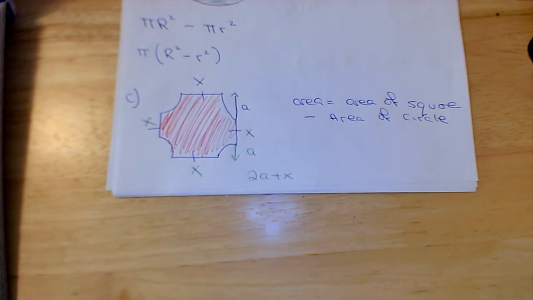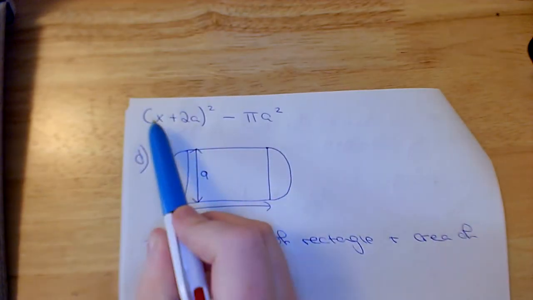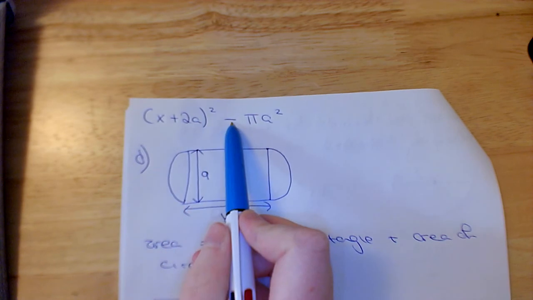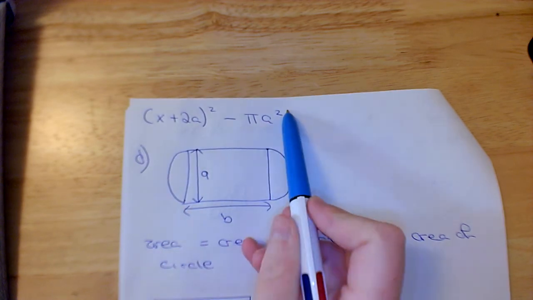Okay, and then we know the area of the square is going to be length squared. So the area of my square is going to be (x plus 2a) squared minus pi, my radius is a, squared. So that's my formula.